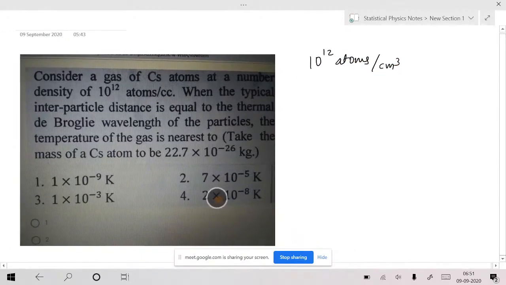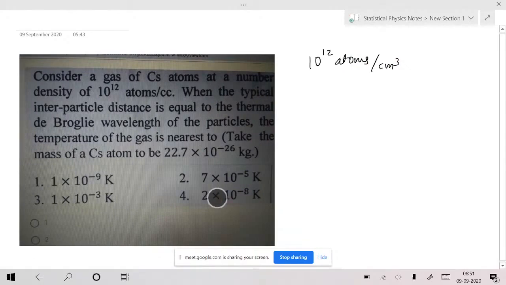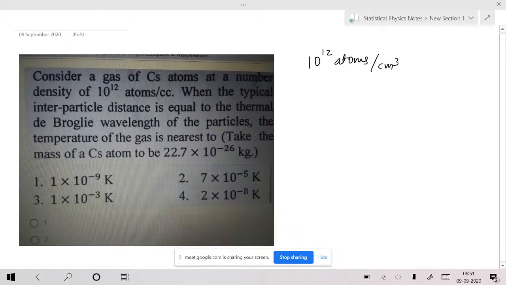When the typical interparticle distance is equal to the thermal de Broglie wavelength of the particle, what is the temperature of the gas? Again, he said interparticle distance is equal to thermal de Broglie wavelength. Am I right? How did we find the interparticle distance? Any idea? d is V by n whole power 1 by 3. I have taken it like this.